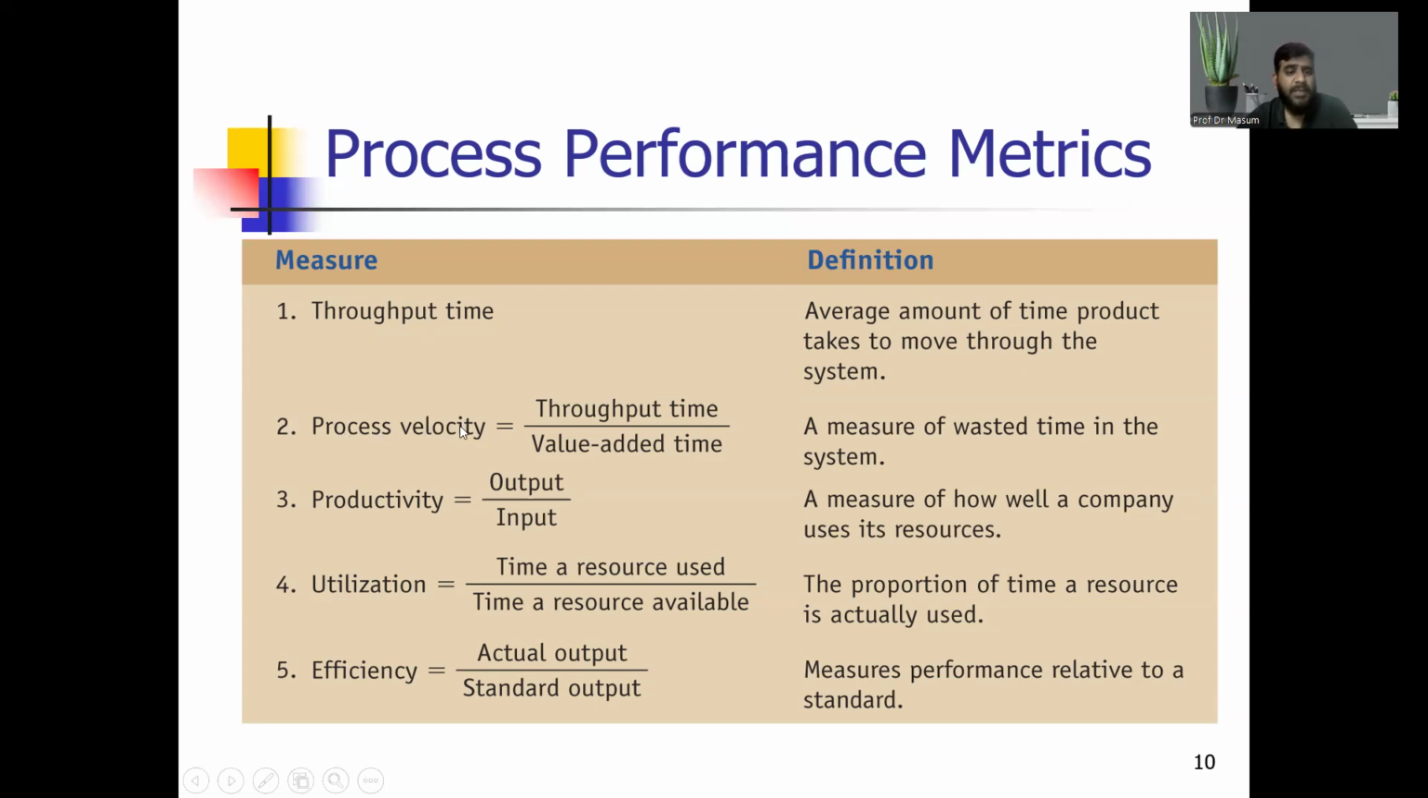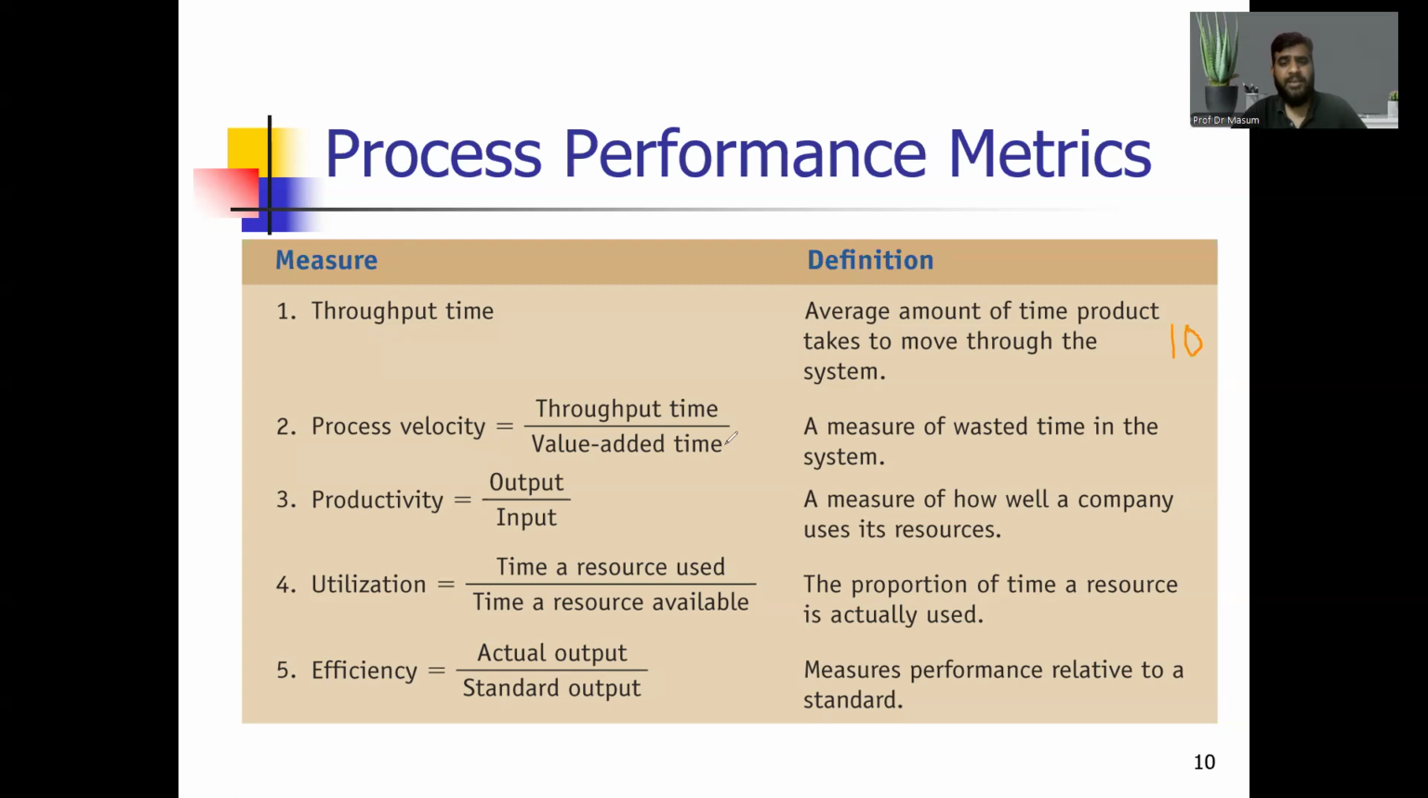Process velocity equals throughput time, the total time from beginning to end, divided by value added time. Now the question is, what is value added time? Value added time means how long it actually takes to finish the product. Say, for example, in a garments production line, throughput time is 10 minutes to produce a product.